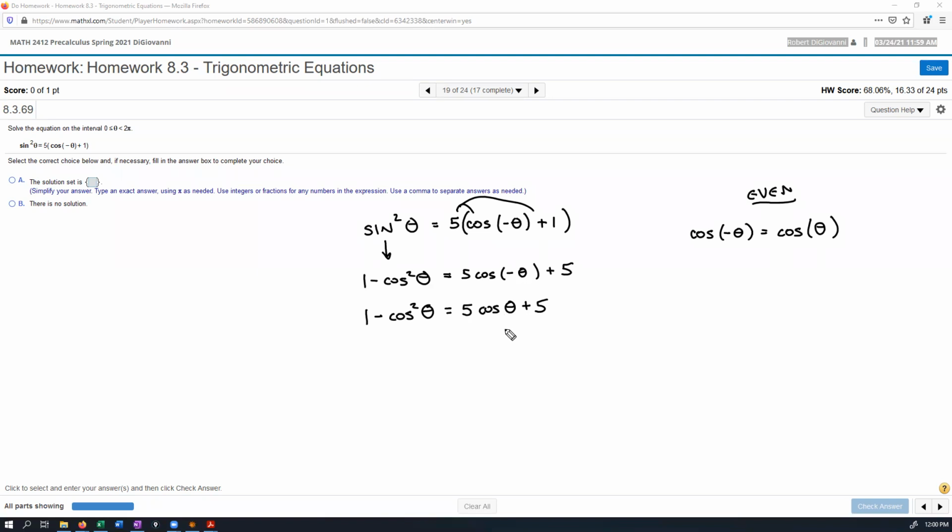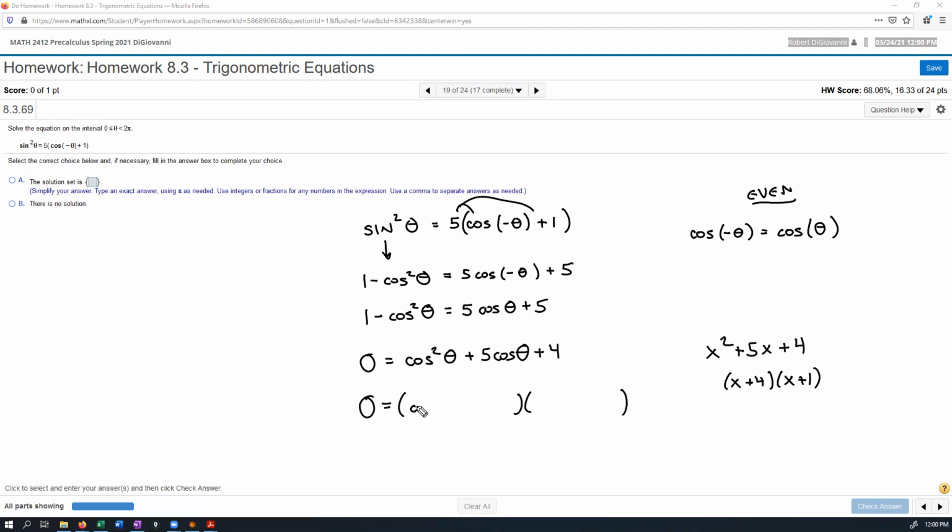And this is a quadratic, so I'm going to bring everything to the right side. We get 0 equals, when I bring the cosine squared over, it becomes positive. I'm going to have the 5 cosine theta there. And then I had to subtract 1 on both sides, so that gives me +4. Now this looks like a quadratic. It looks like x squared plus 5x plus 4. And that's going to factor to be x plus 4 times x plus 1.